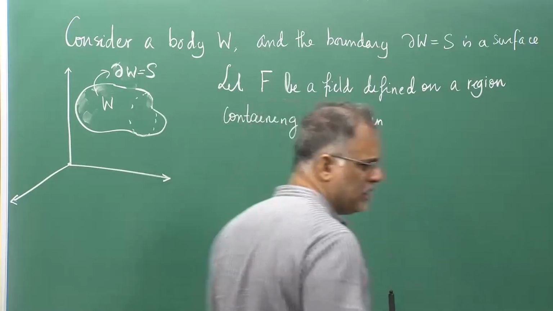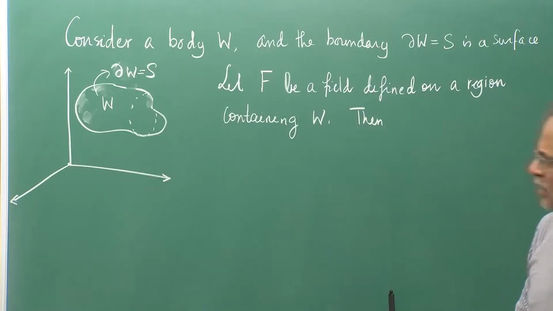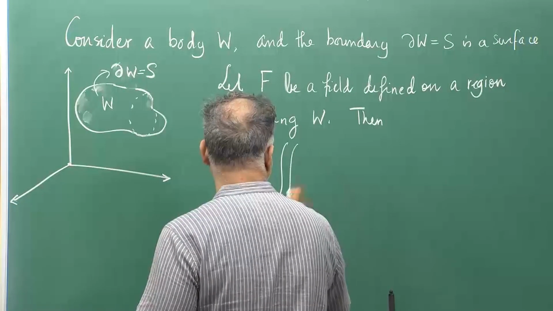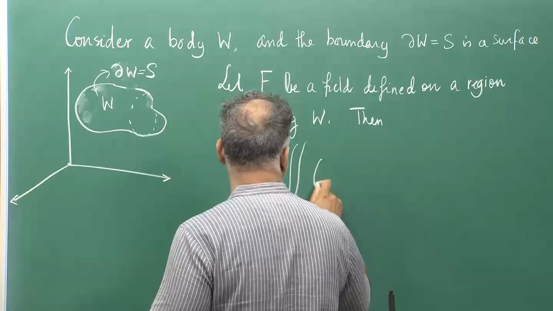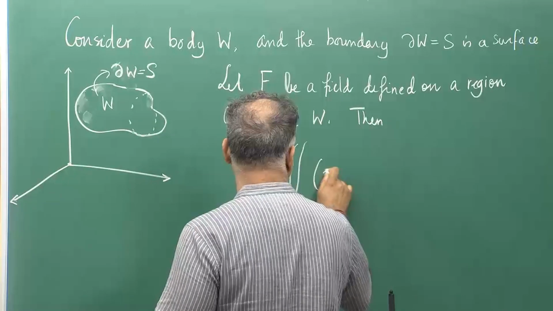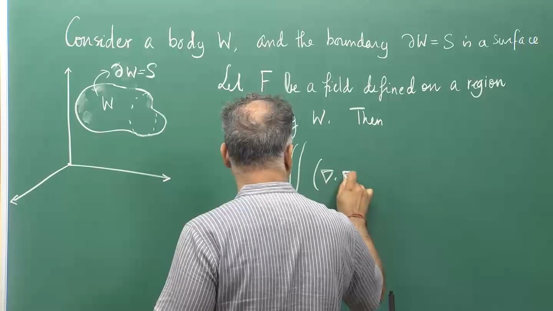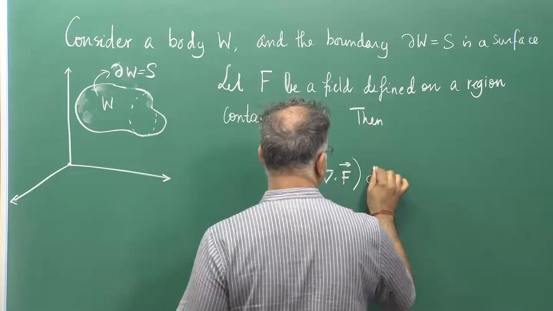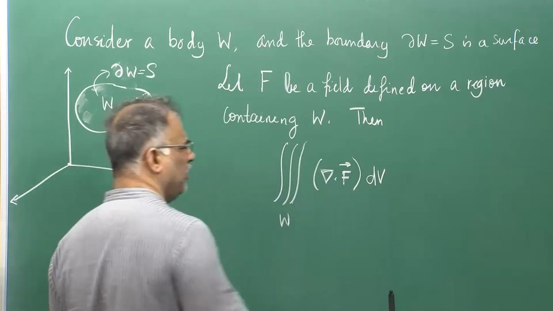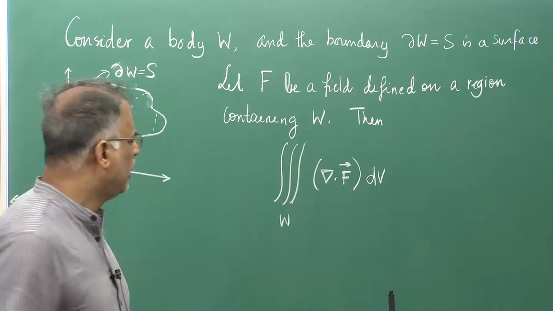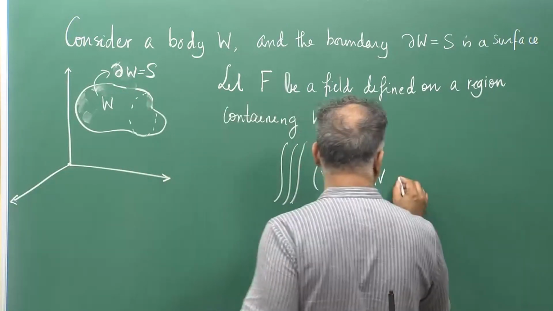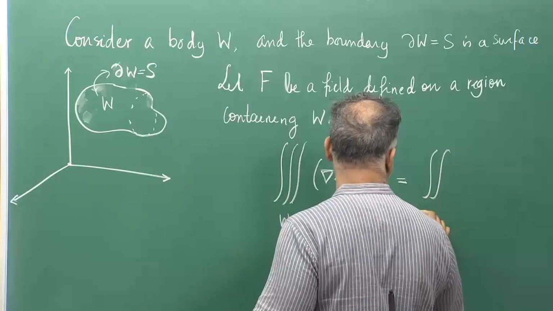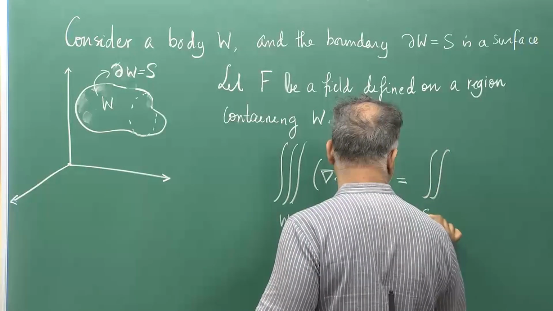Then the Gauss divergence theorem says, and this is why the name divergence comes, that if you take the divergence of the vector map V and integrate, this becomes a scalar function, because divergence of V is a scalar function. I will tell you what it is equal to: the surface integral over S.